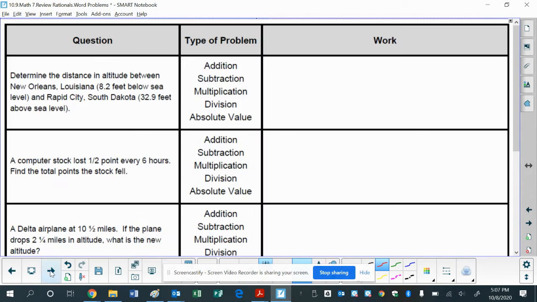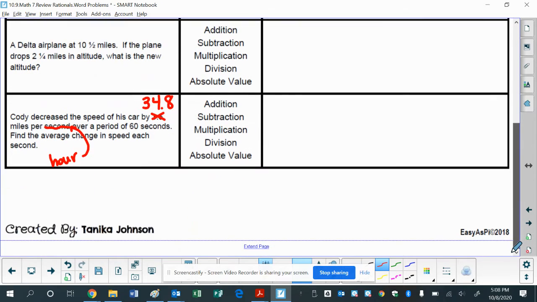Now I'm going to ask you to skip to the very last problem because I noticed on the answer sheet that it doesn't make sense. A couple things don't make sense. First of all, it said Cody decreased the speed of his car by 3.5 miles per second. Well, that's the fastest car on the planet. If you're going miles per second in a car, then that's amazing, and that really doesn't exist. So I'm going to change the problem slightly to 34.8 miles per hour. Now that makes sense. Cars travel that much.